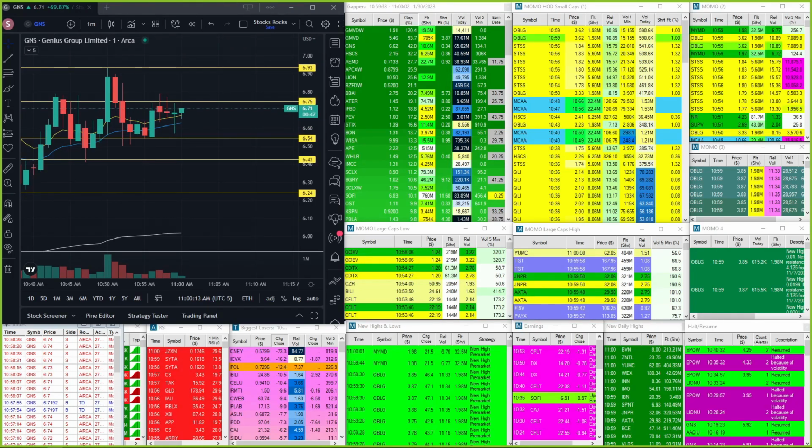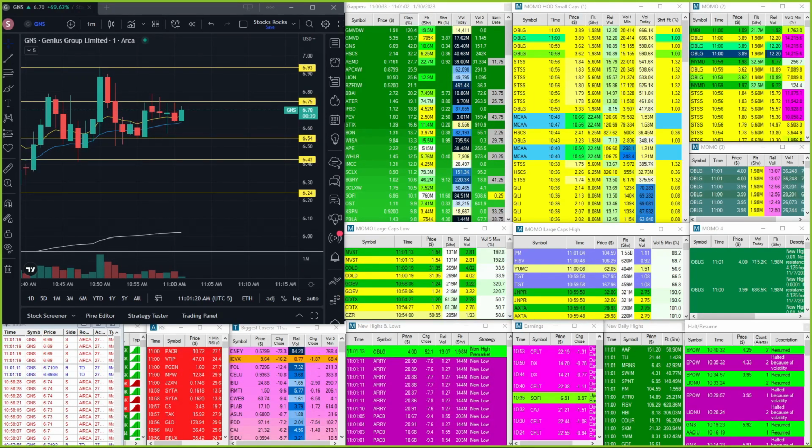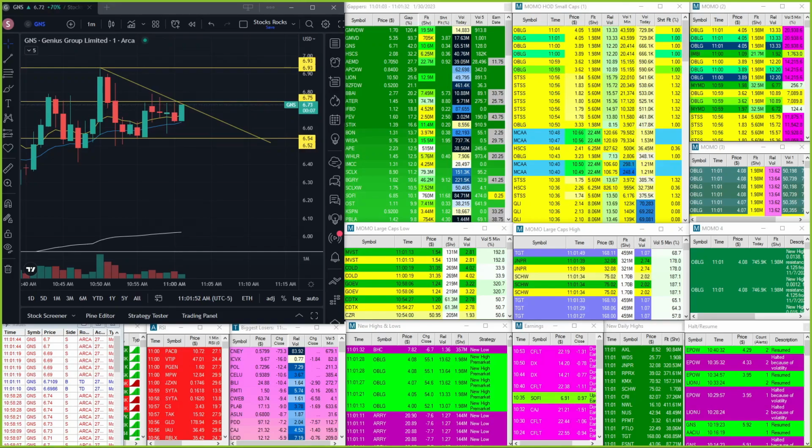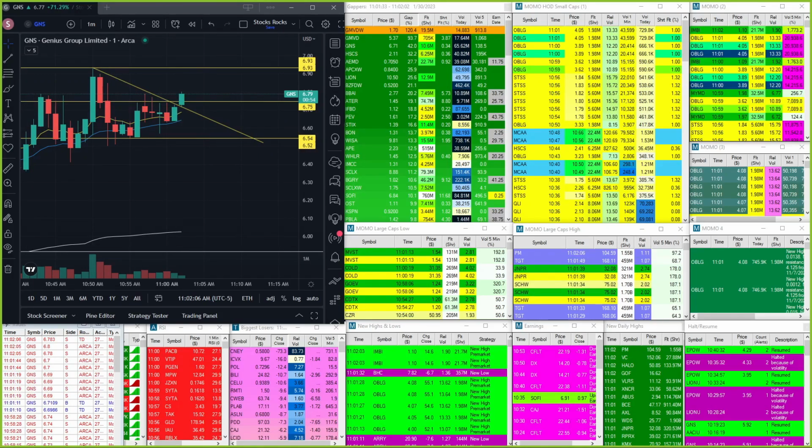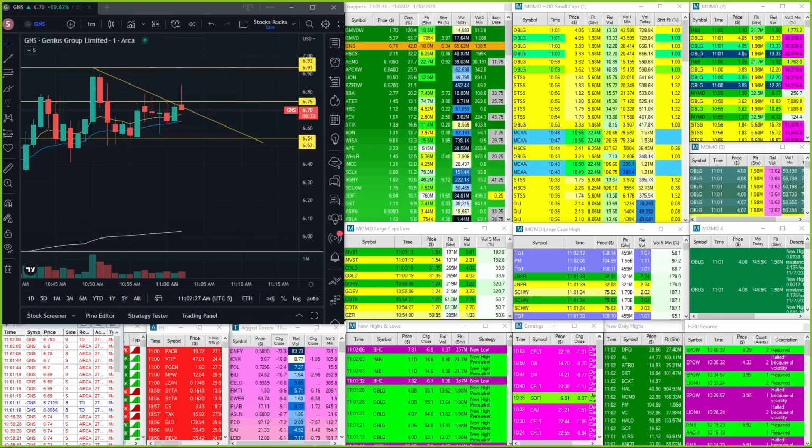Still watching 676, adding. Come on, it's taking too long. Hopefully we're cooking something good. All right, here the spike breaking out. We're still holding, stopping out on the rest.